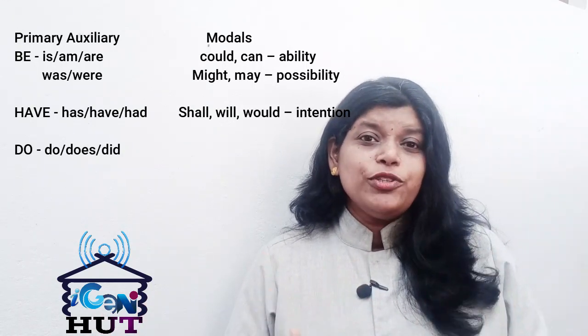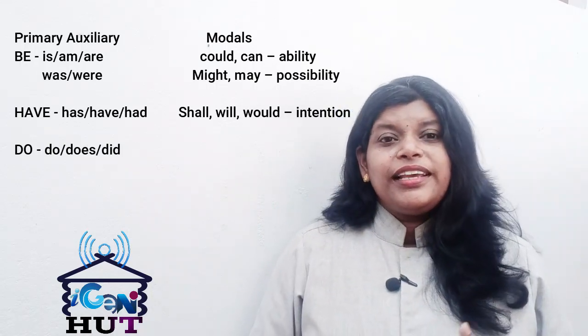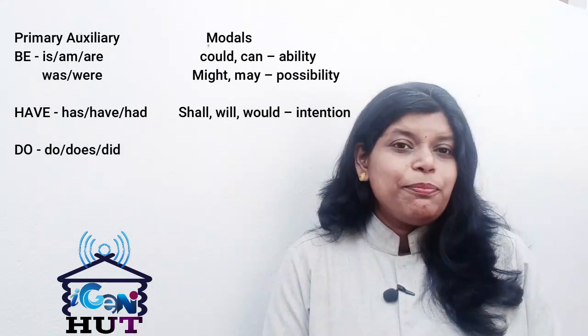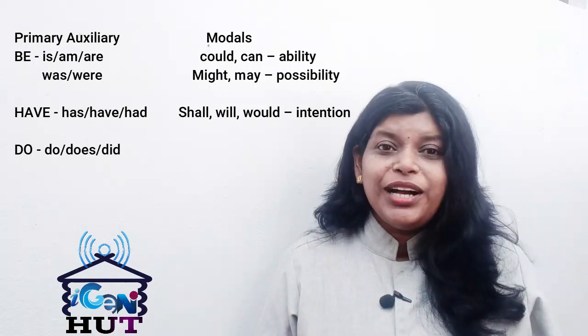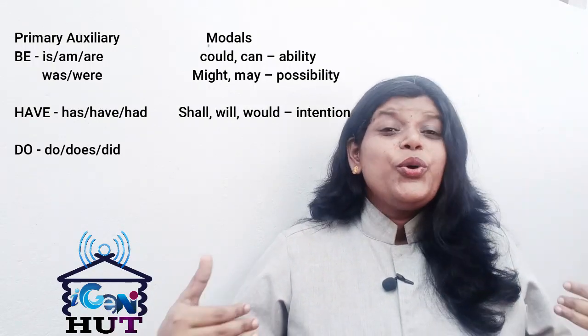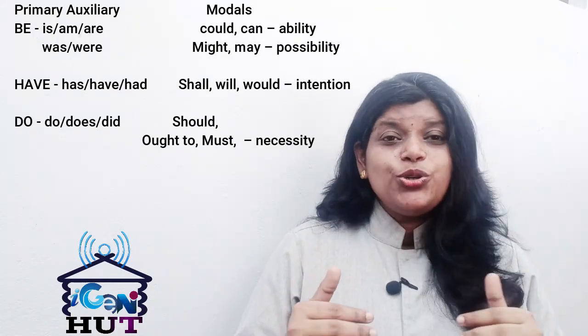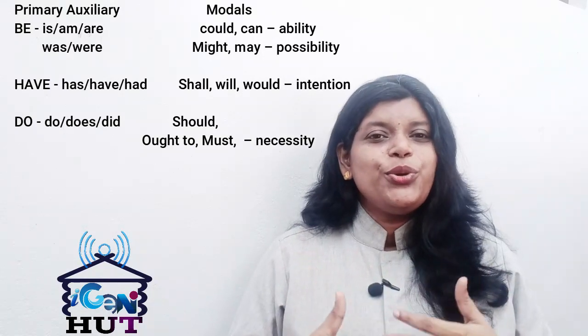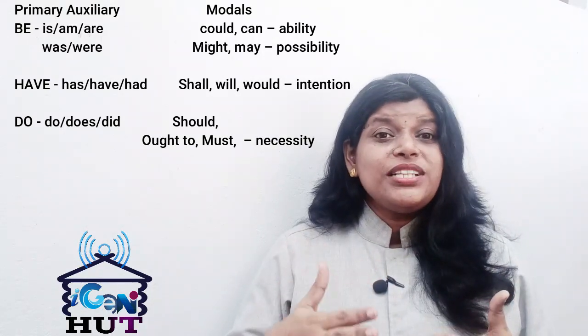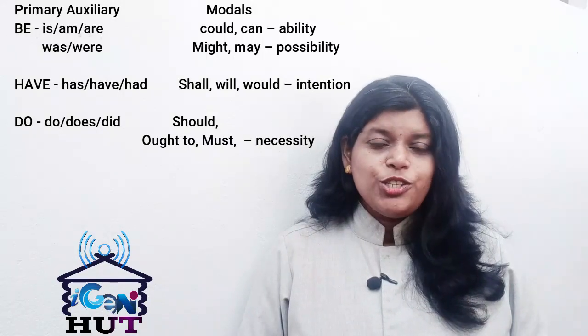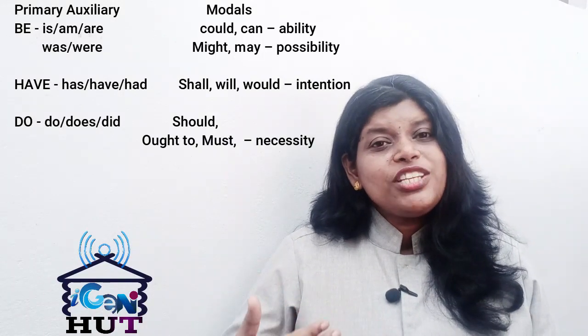Shall, will and would show the intention, like I shall help you. We shall overcome the circumstance. Would, ought to and must are used to show the necessity, just like the student must write the examination. He must reach in time.